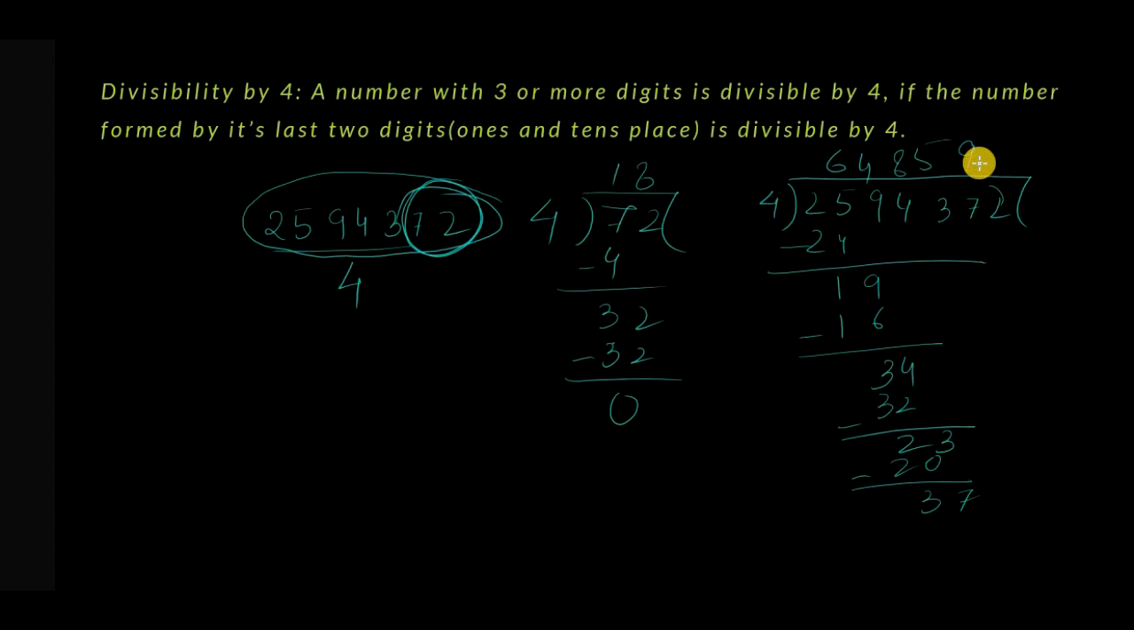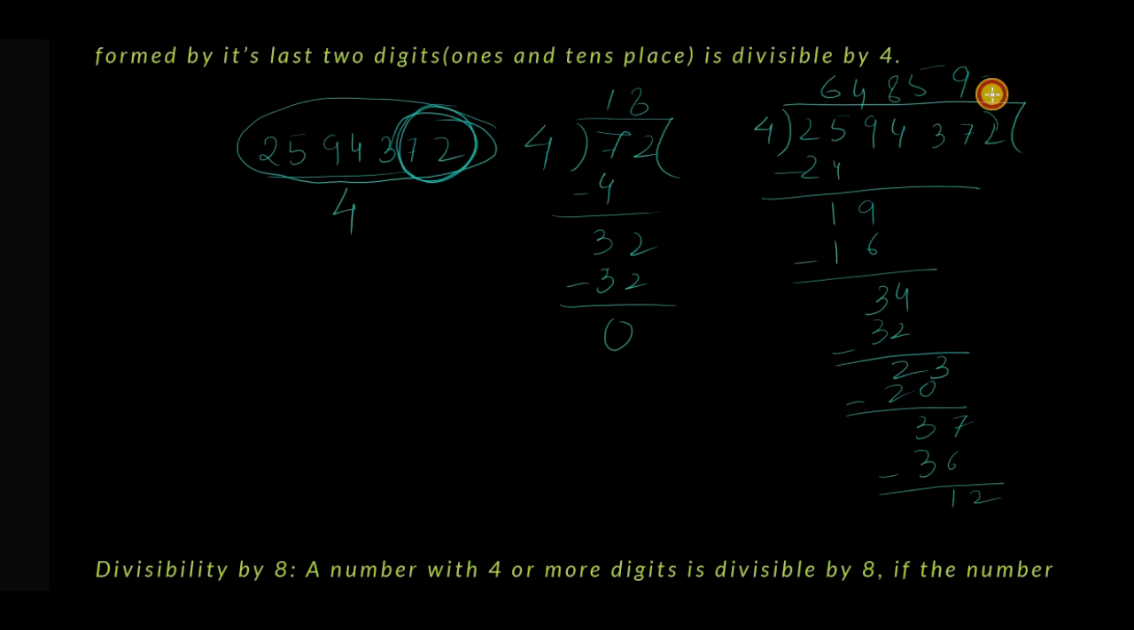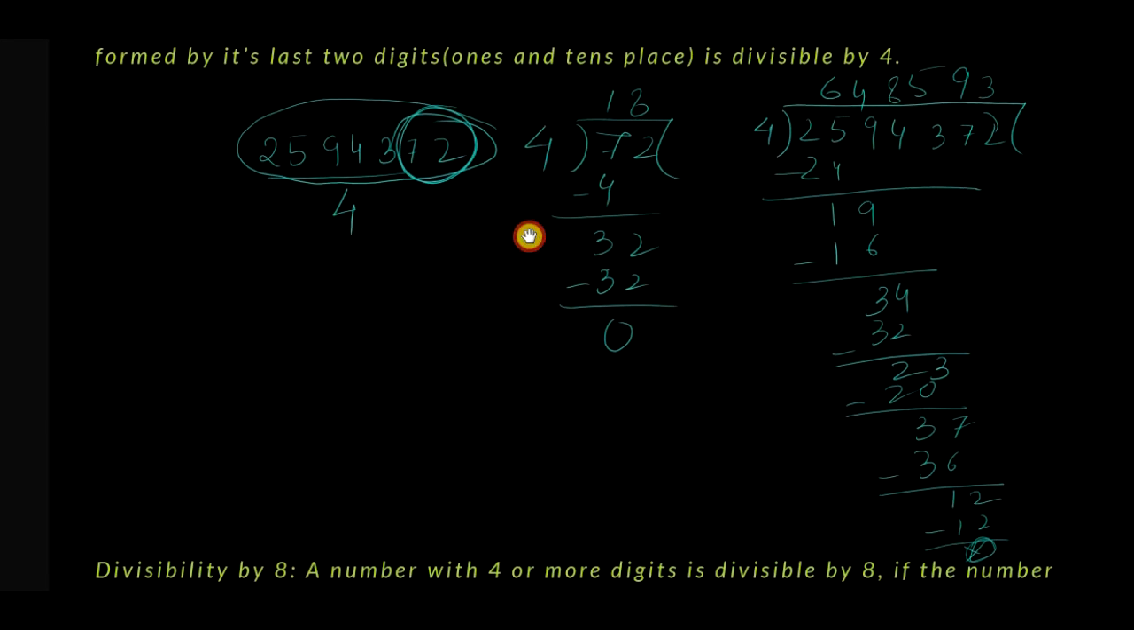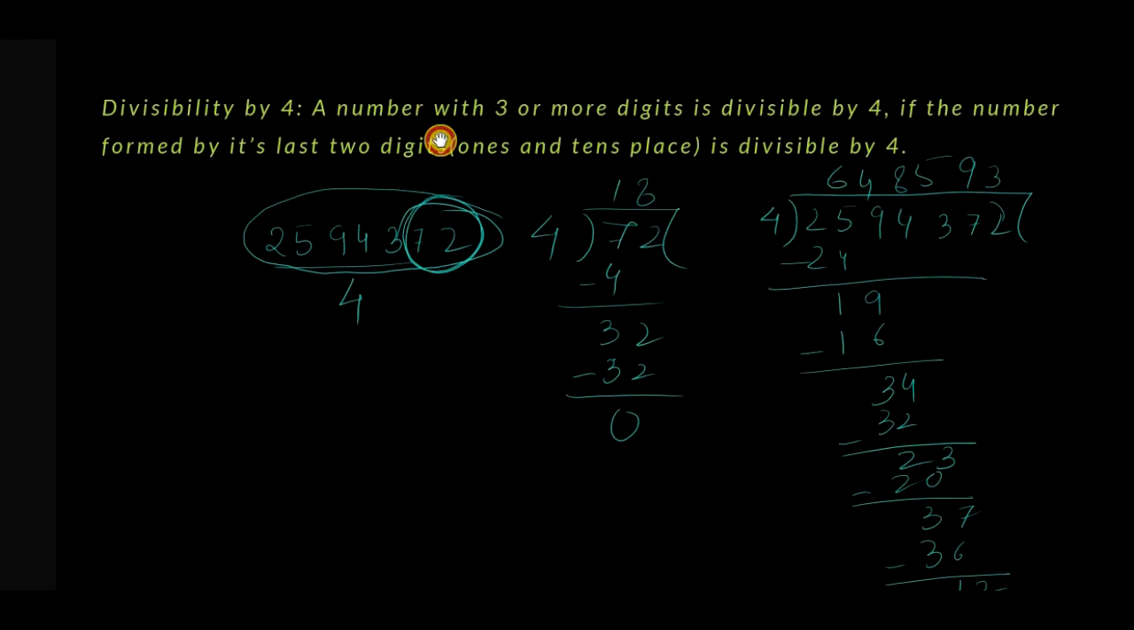9 is 36. 1 and 2 comes down, so at last we have here 312, right? So it's divisible by 4. You saw it, the remainder is 0. So if you know this technique, if you know this method, you don't need to do the whole thing. You just need to check the last 2 numbers for the divisibility by 4.